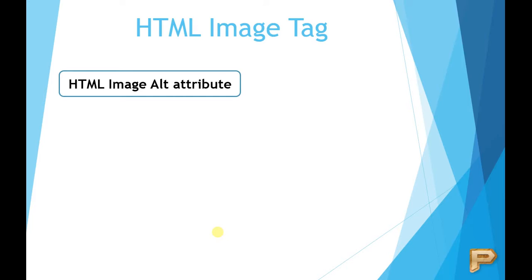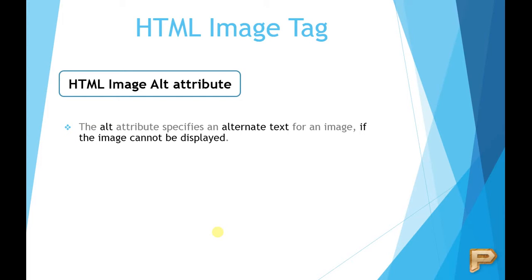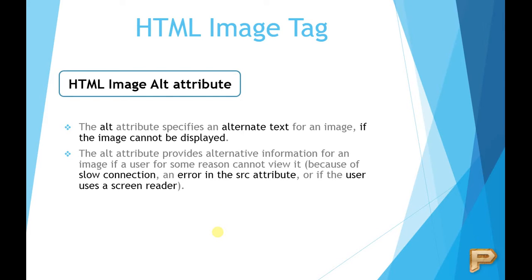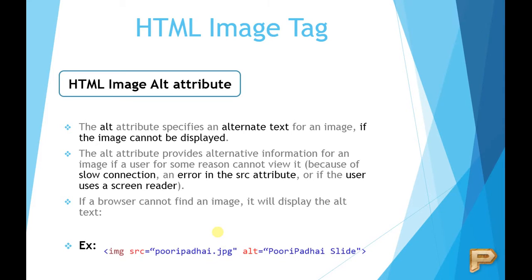The image alt attribute. The alt attribute specifies an alternate text for an image if the image cannot be displayed. The alt attribute provides alternative information for an image if a user for some reason cannot view it, because of a slow internet connection, an error in the src attribute, or if the user uses a screen reader, something like that. If a browser cannot find an image, it will display the alt text. For example, img src Puri Padhai, alt Puri Padhai slide.